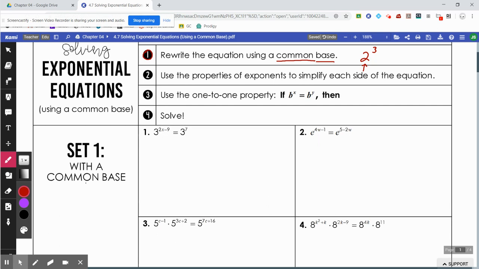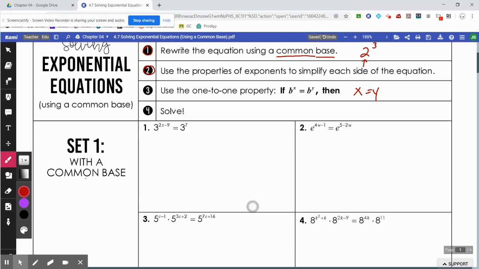We're going to use our properties of exponents, step number two, to simplify each side of the equation. Step number three, we're going to use the one-to-one property that says if b to the x power is equal to b to the y power, well, the only way that that could be true is if the exponents are the same. And then finally, we're going to solve.